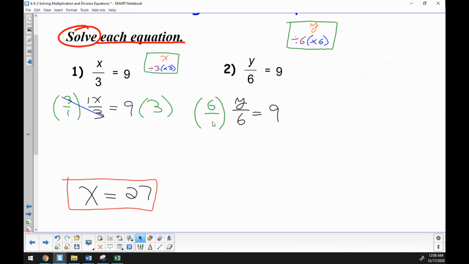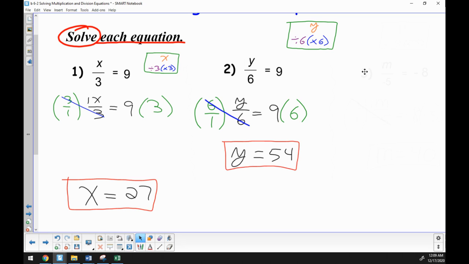I'm going to make it a fraction, 6 over 1, since I have a fraction on the left. On the right, I have only a 9. I do not need to make that a fraction. I can just multiply by 6. On the left, 6 and 6 are going to cross cancel. Basically, they're inverses. They can cross out. It's what they do. And then 1 times y is just y. On the right side, 9 times 6 is 54, and we are done with that problem.